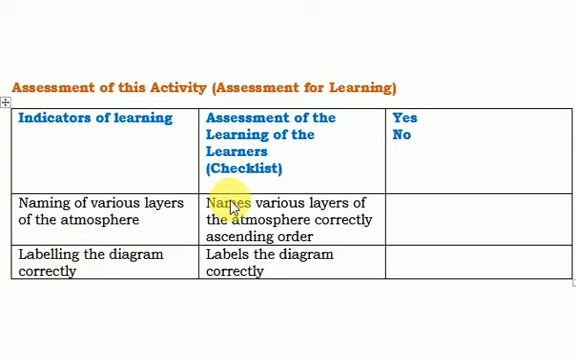Here in the checklist, against this indicator, the question is name various layers of the atmosphere correctly in ascending order, and labeling the diagram correctly. Against this, the question is labels the diagram correctly, and the teacher will fill in yes or no in these two boxes in accordance with the responses of the students.